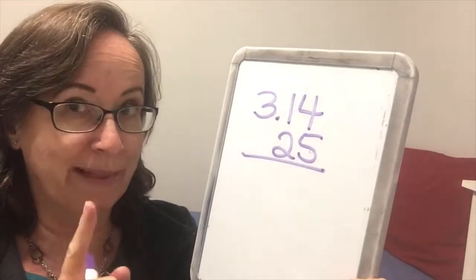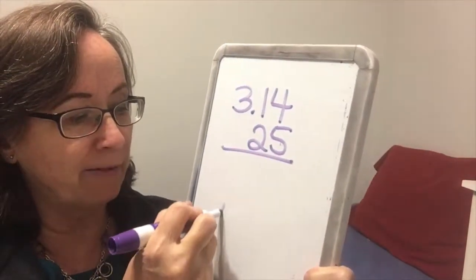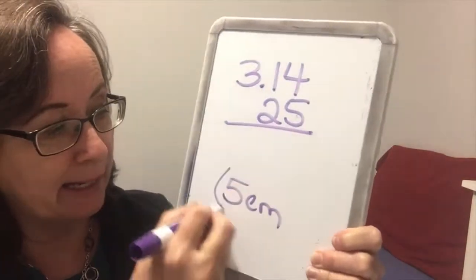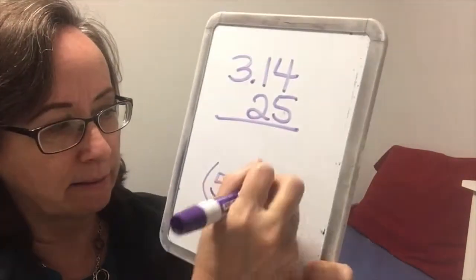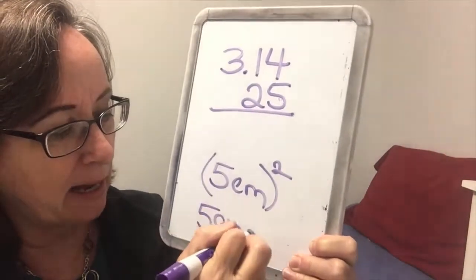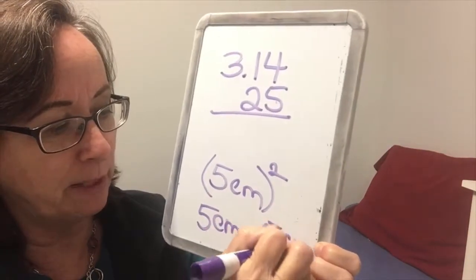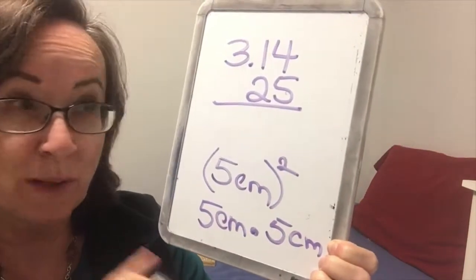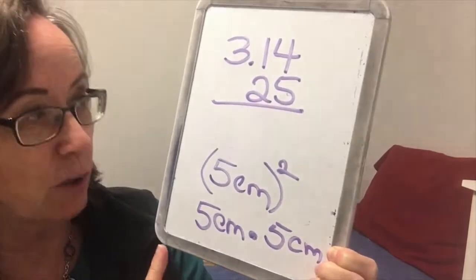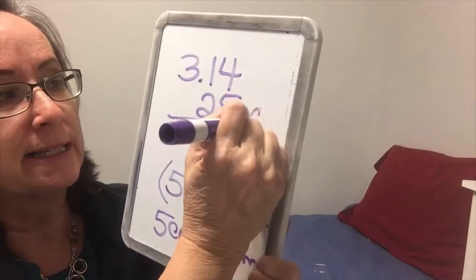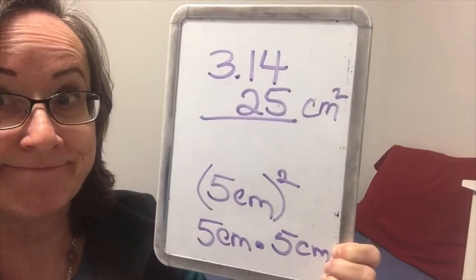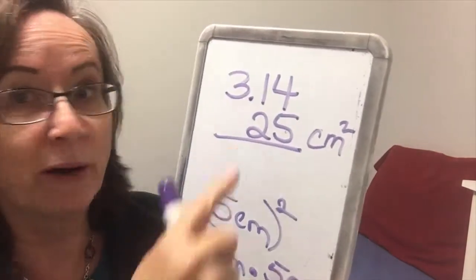Okay, so one thing I forgot to tell you is, remember, I had 5 centimeters as my radius, and I squared it. So now I had 5 centimeters times 5 centimeters, which is 25 centimeters squared. So we write 25 centimeters squared, or square centimeters. So now we're ready to go.